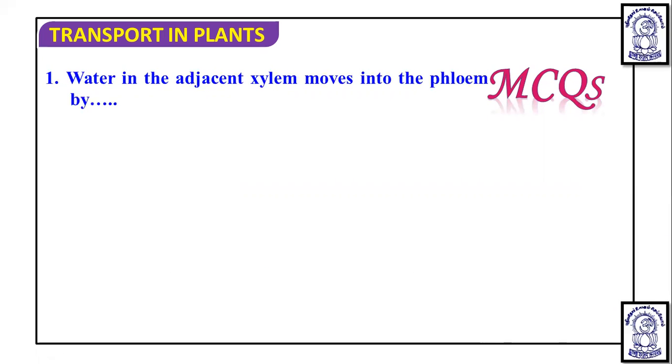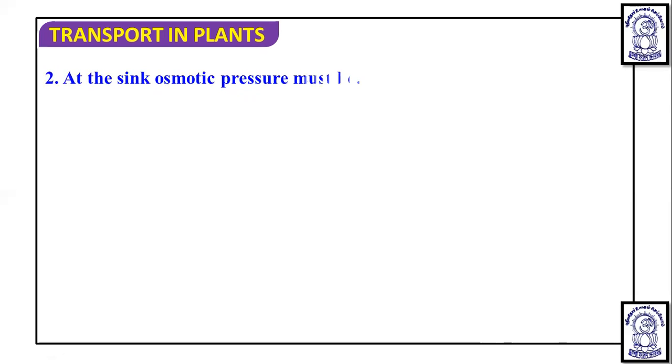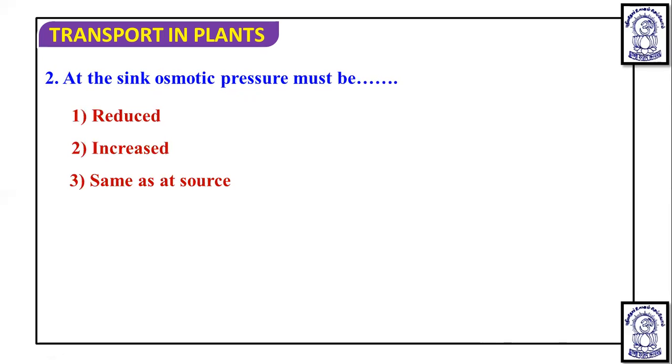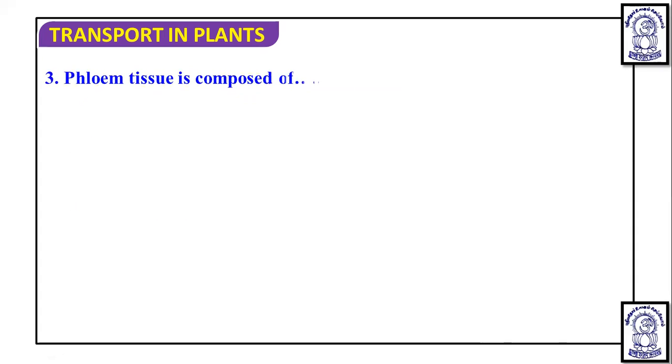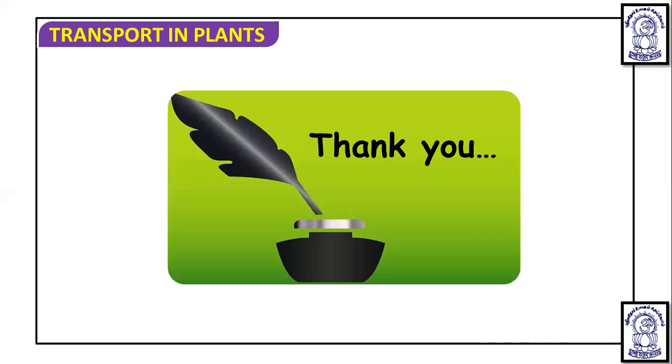So water from the adjacent xylem moves into the phloem under high pressure flow, through osmosis, and goes back also through osmosis, that is, at the sink the osmotic pressure must be reduced. The phloem tissue is composed of sieve tubes. Okay, so that is all about the pressure flow hypothesis and the girdling experiment, and that is all about the chapter transport in plants. I hope you understood well. Thank you everyone.